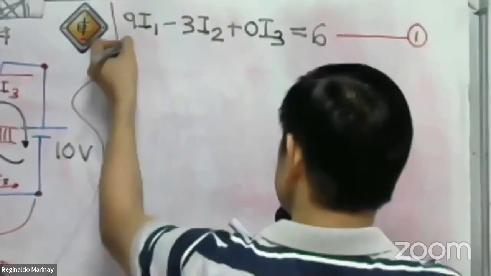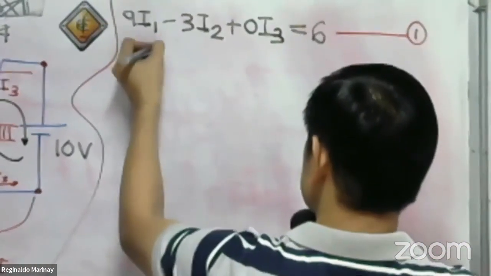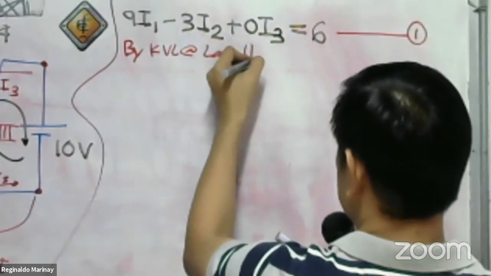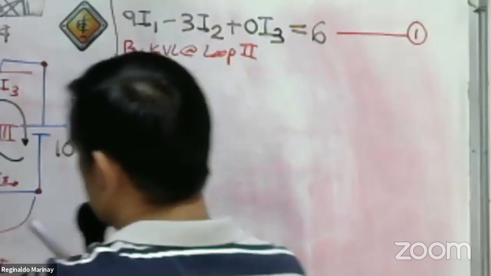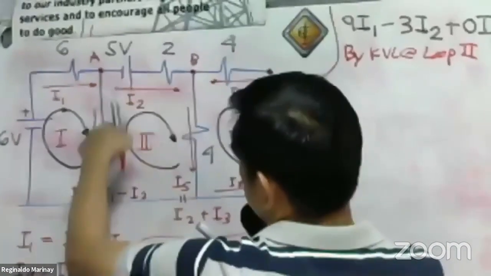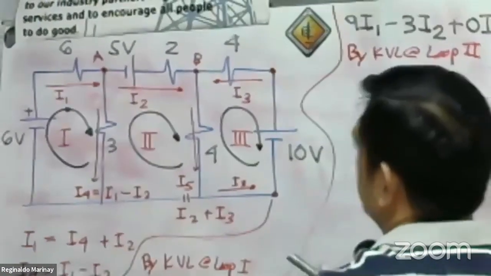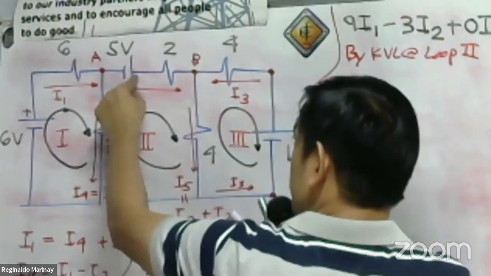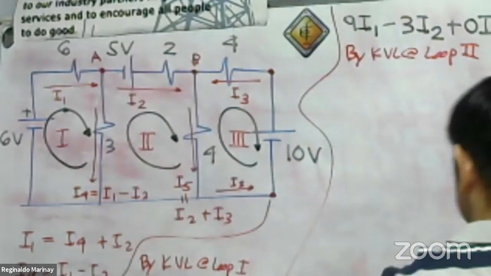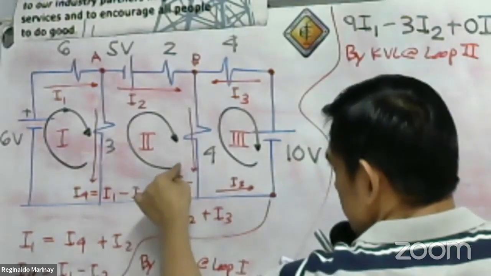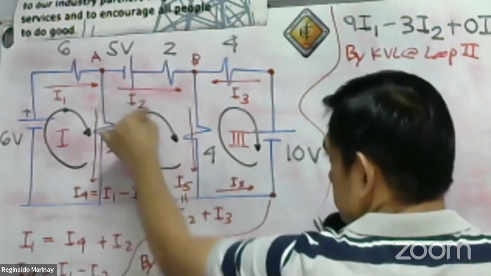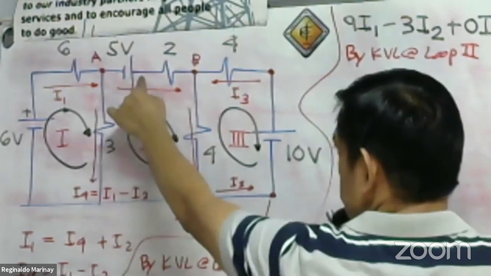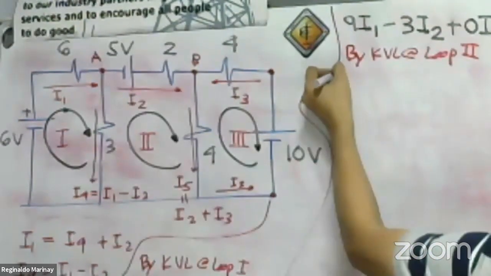Let's have now by Kirchhoff's voltage law at loop 2. Take a look here at loop 2. Dito tayo sa loop 2. The circuit tracing lives on the positive terminal, 5 volts. Okay? So, lumabas dito sa positive. So, therefore, positive 5.